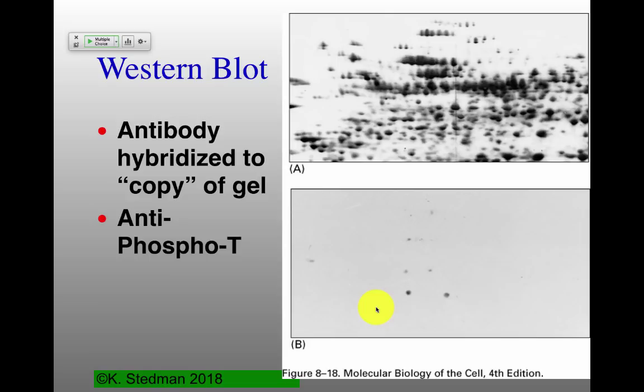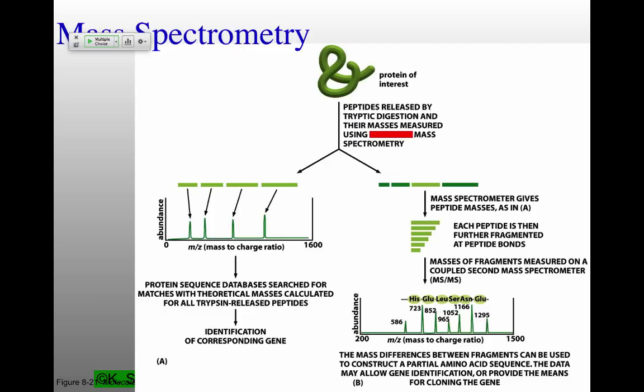So another way that this is done, and this is much more common, and it's gotten even more common over the last few years, is mass spectrometry. Each of those individual dots or spots that you see on one of these 2D gels, you can literally cut it out with a scalpel and try to figure out what that spot corresponds to in terms of a protein.